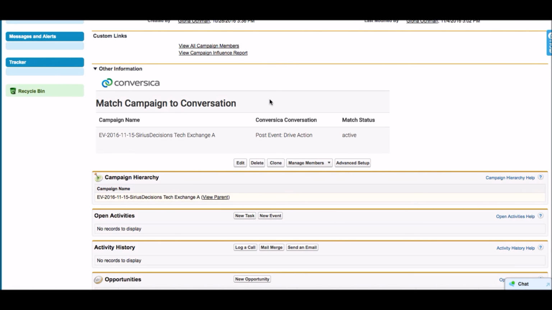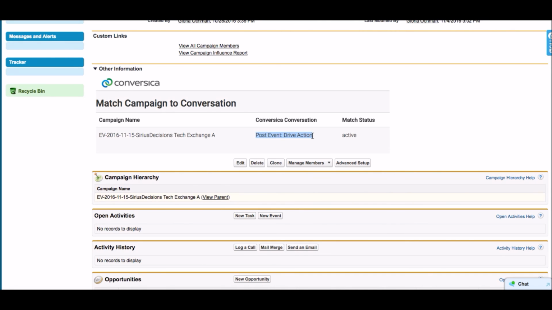And then the campaign name itself is actually what's driving that specific component of the campaign. In this case, it's a post-trade show. In this case, Serious Decisions Tech Exchange. And it's a post-event drive action. So the AI knows to talk about going to an event, knows about talking about doing X, Y, Z, knowing to engage with that audience in that specific way.